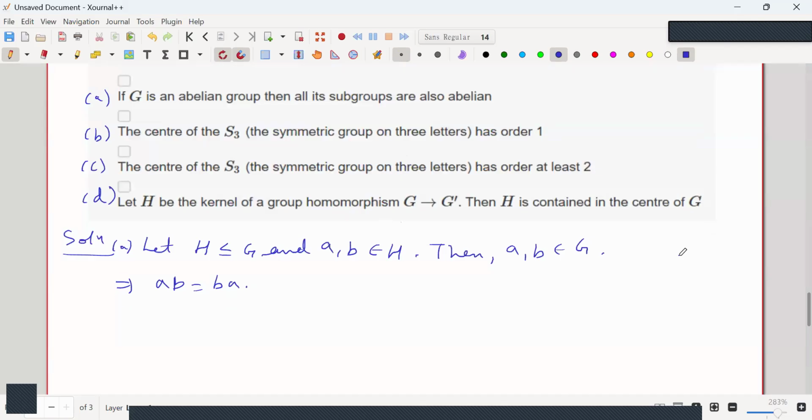Now the center of S3, the symmetric group on 3 letters, has order 1. And the third part is the center of S3 has order at least 2. So what do you say?